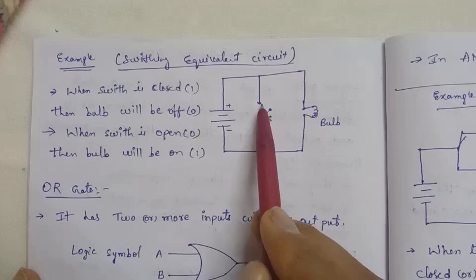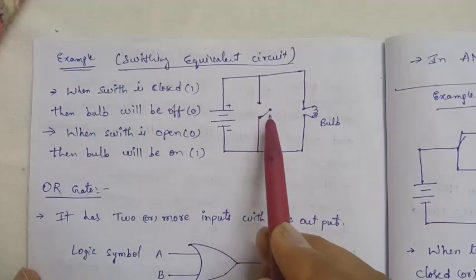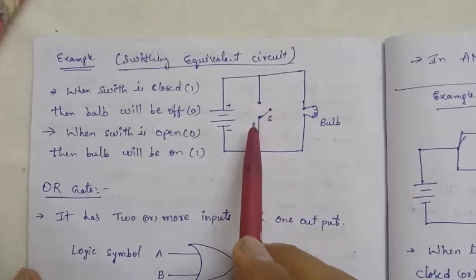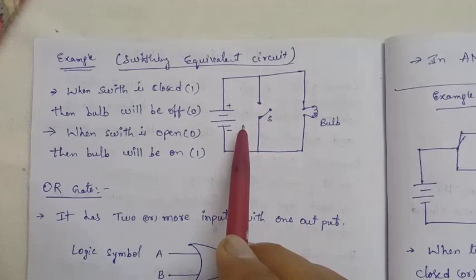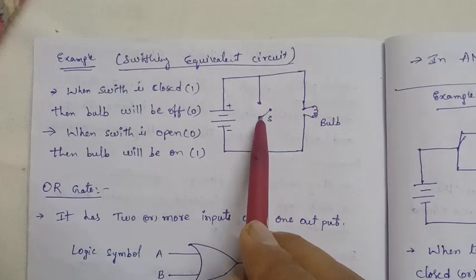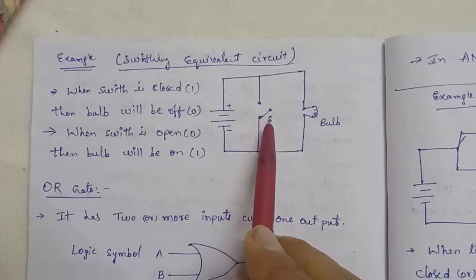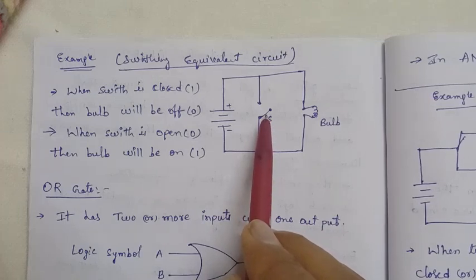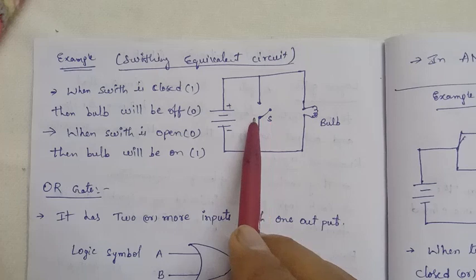So it is like a logic here. What is the logic? We learn now. If suppose the input is low, then output is high. If suppose this is closed, then you have to apply 1. Closing means 1, open means 0. That means closed means 1, open means 0.